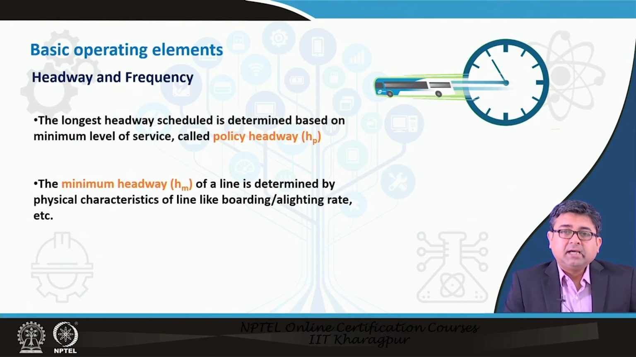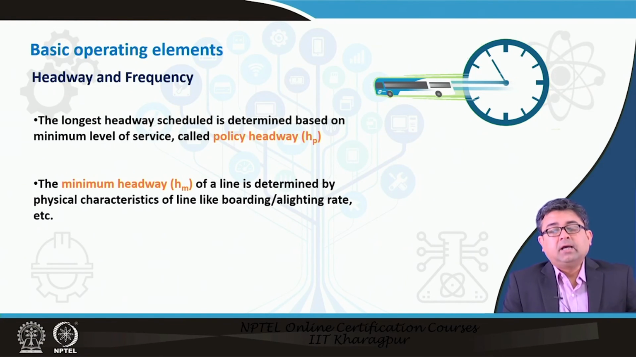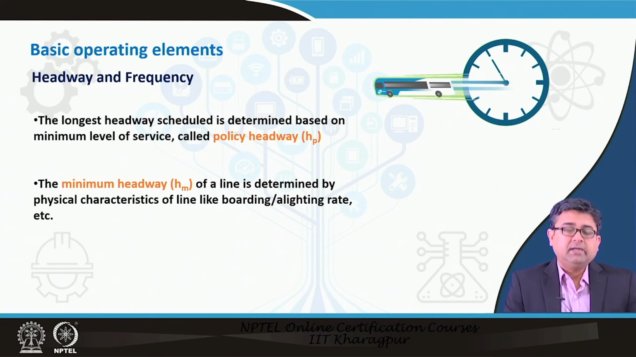There is something called a policy headway, which ensures that the longest headway scheduled is determined based on the minimum level of service provided. Since the operator always wants longer headways and users always want shorter headways, there is a policy headway that ensures the users are not disgruntled, while at the same time the operators do not face excessive cost in running the transit operations. So, there is a headway which is an intermediary point, called the policy headway, which has to be met so that the level of service is maintained.